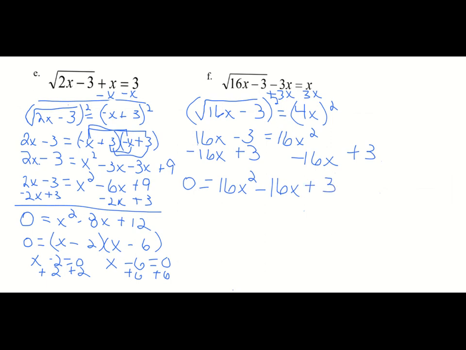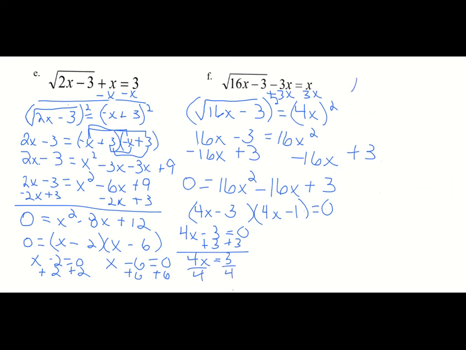We need to factor this. Factoring it, it will factor into 4x minus 3 and 4x minus 1 equals 0. So then I'll set those to 0. 4x minus 3 equals 0. We'll add 3 to both sides there. 4x equals 3. Divide by 4. So we have x equals 3/4.